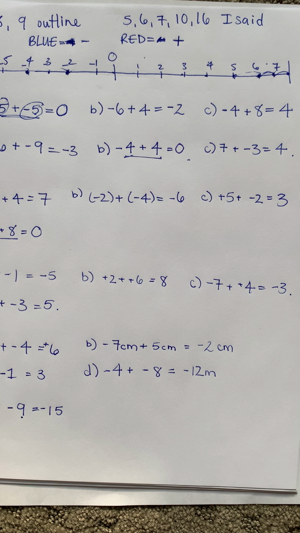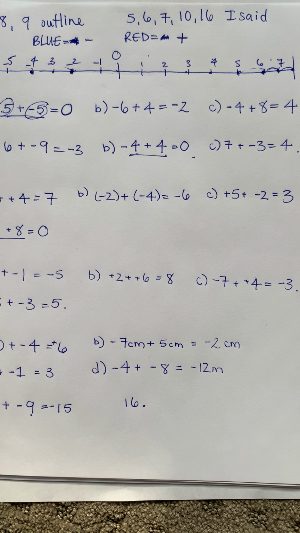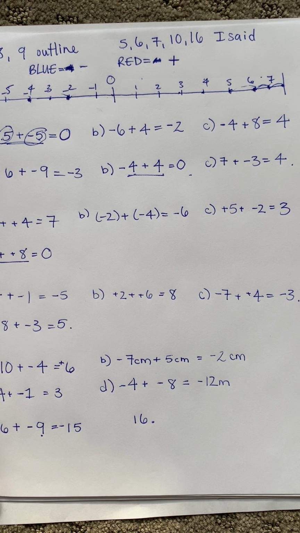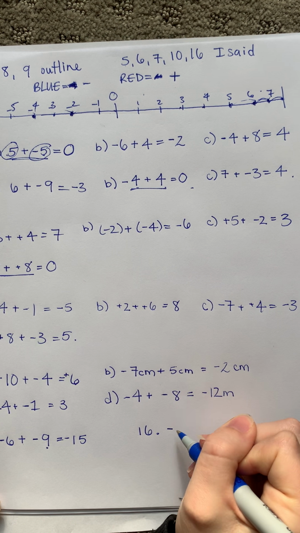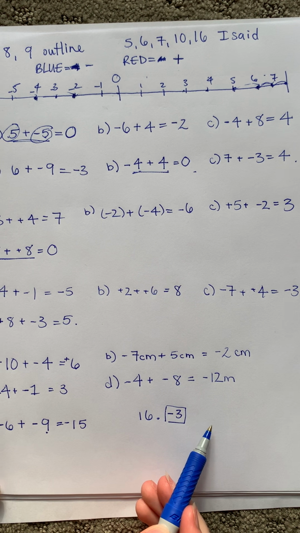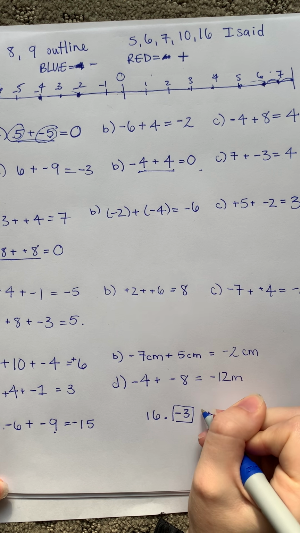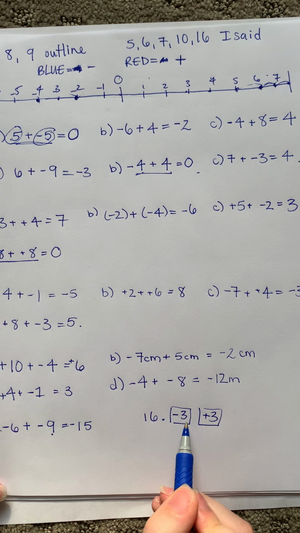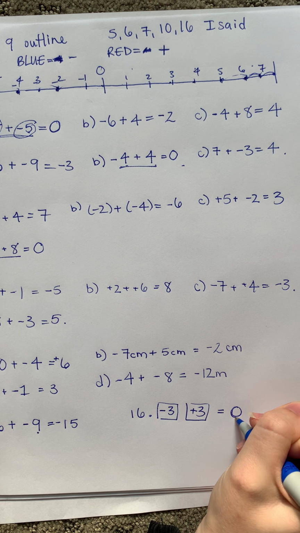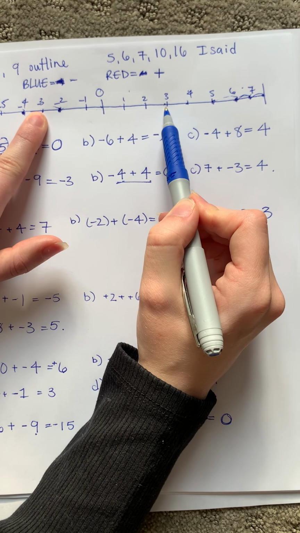And then the very last question is question 16, and it says, what is the opposite of -3? Explain. So I have -3 as my number, and they want to know what the opposite of -3 is. Well, the opposite of -3 is going to be +3. I know that because when I add those two numbers together, I'm going to get 0 because they are at opposite points on my number line.